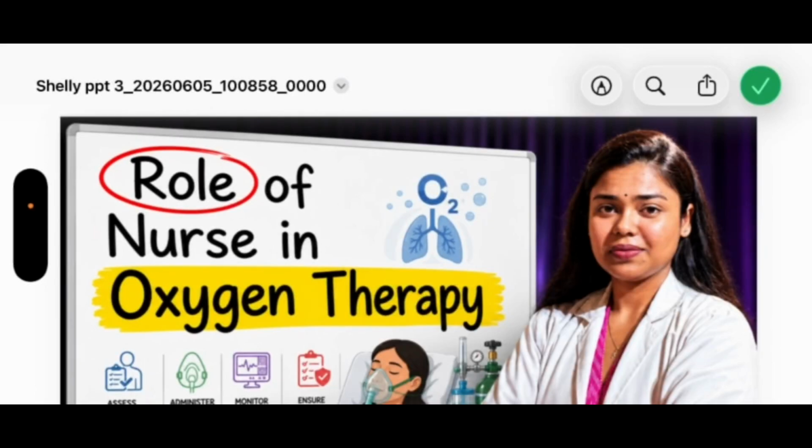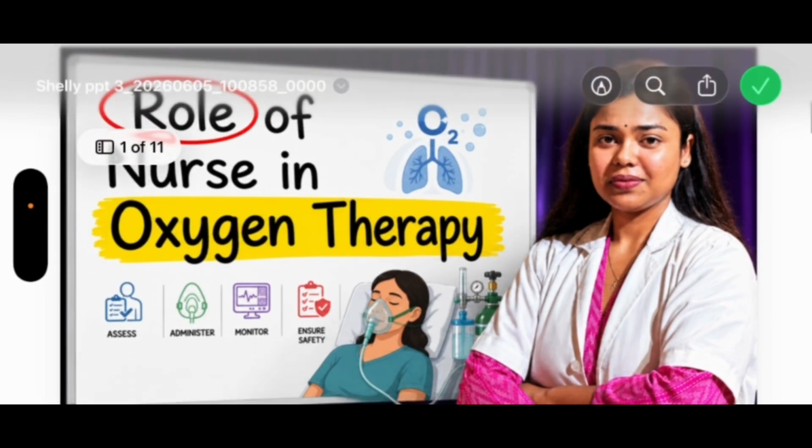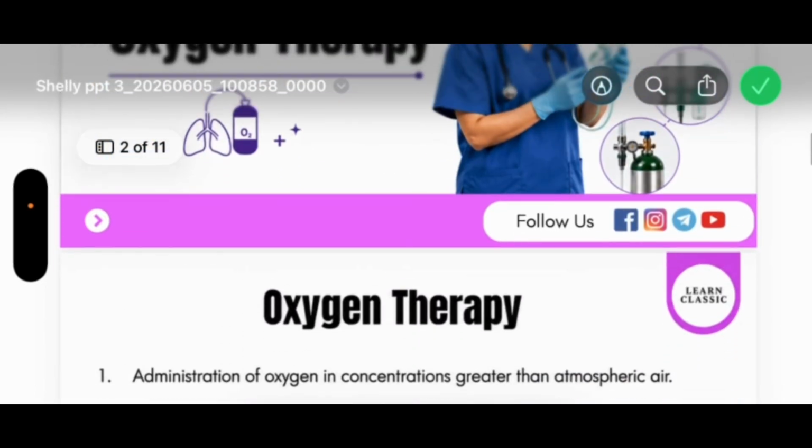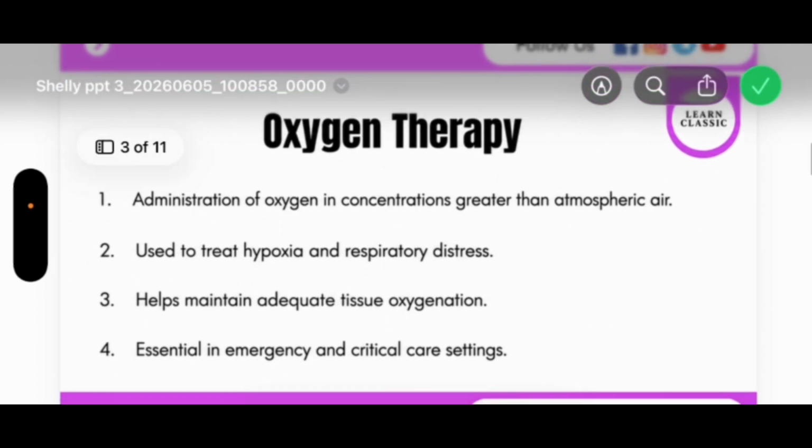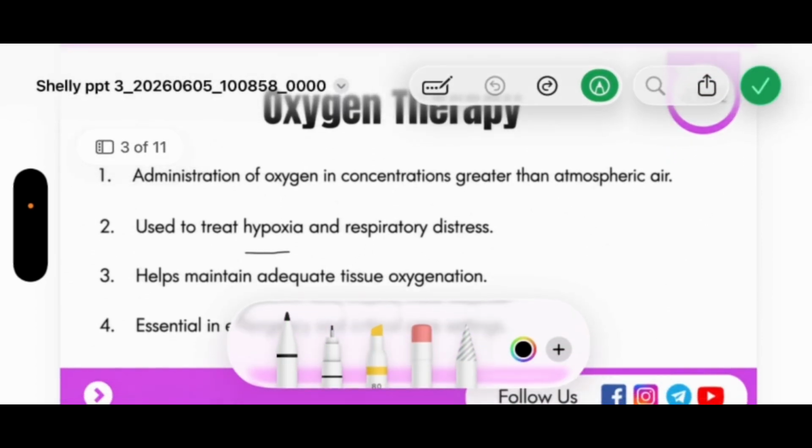Students, so today we will discuss the role of the nurse in oxygen therapy. Oxygen therapy is administered because oxygen is at a higher concentration than in atmospheric air. It is used to treat hypoxia and respiratory distress. Whenever there is low oxygen in a human's body, we generally administer oxygen.